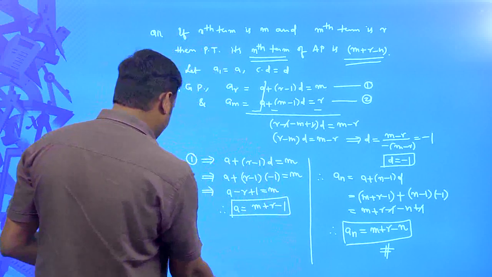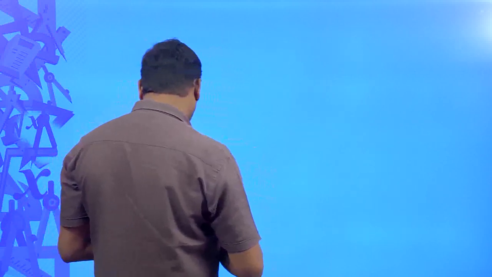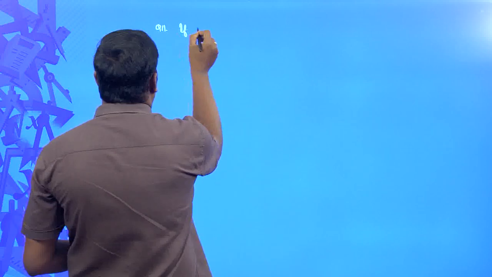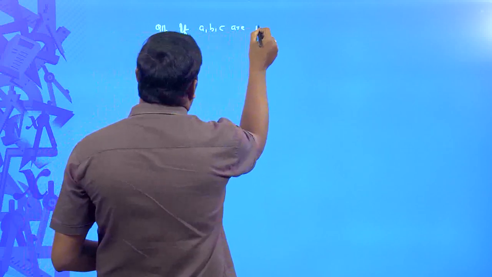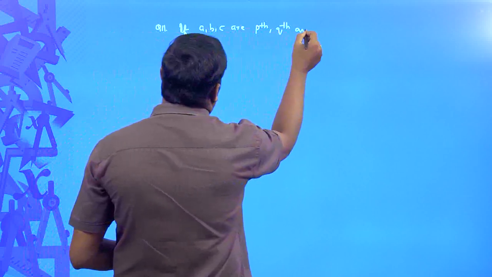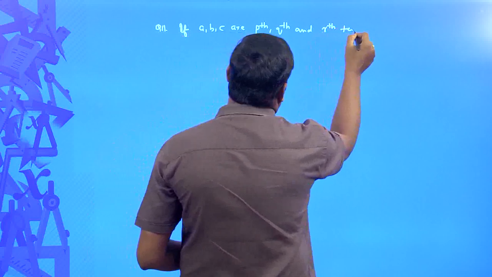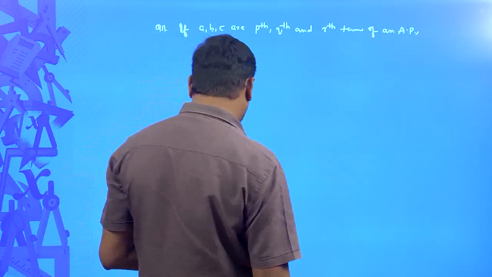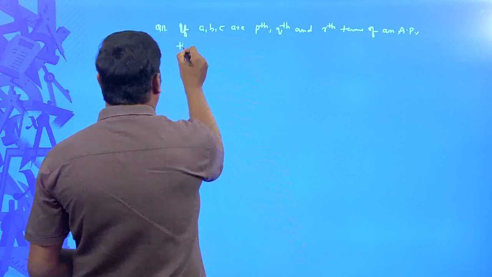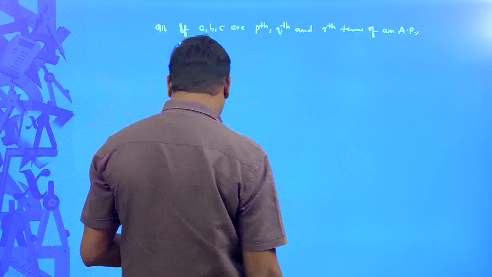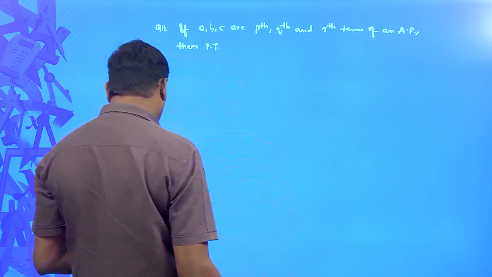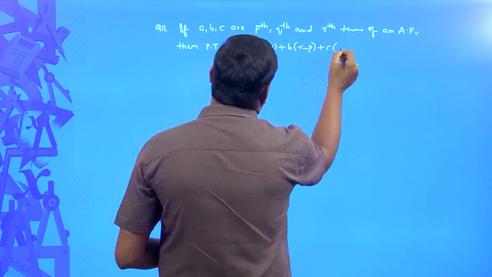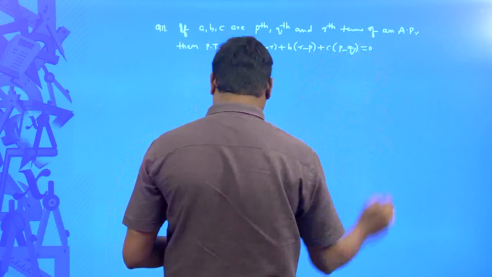Next, one more example. What is that example? If a, b, c are the pth, qth and rth terms of an AP, then prove that, what are you going to prove here? Then prove that a into (q minus r) plus b into (r minus p) plus c into (p minus q) is going to be 0. This is what you need to prove.